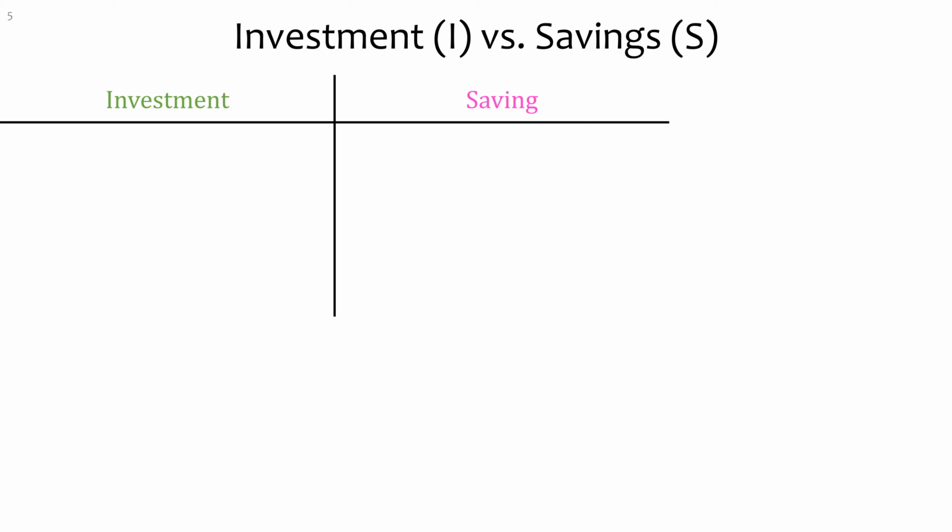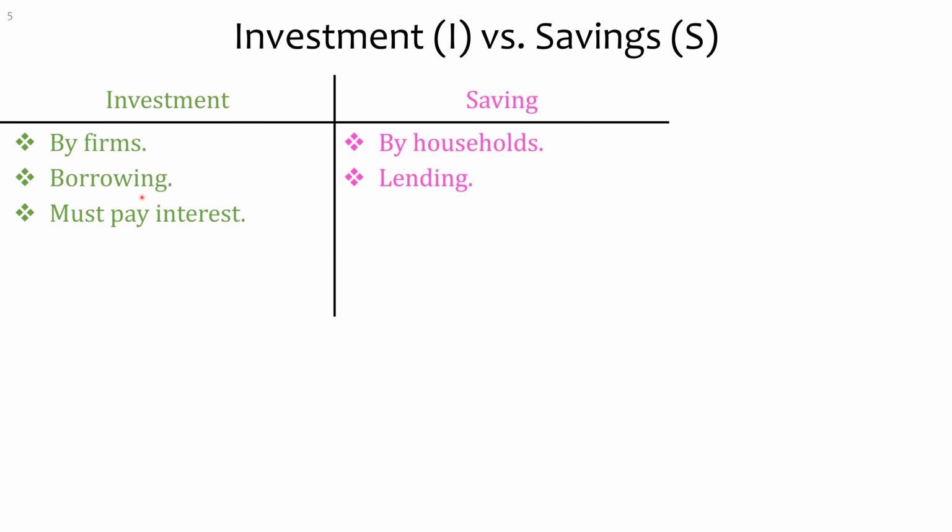Here's another useful table contrasting investment in its economic sense with saving. So investment is always by firms as opposed to saving, which is by households. So whatever you guys do would be a form of saving. All right, investment has an element of borrowing as opposed to saving, which is really the same as lending, because when you save your money, you're lending it to someone else. That's why in investment, they have to pay interest because they're borrowing, whereas in saving, you will earn interest.